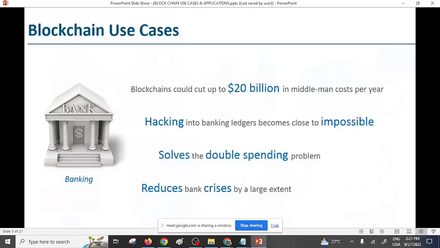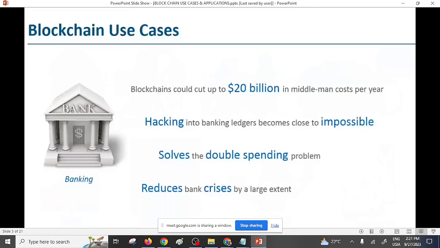Maybe the system has hung, the system is down, so they can do some kind of duplication, right? So it solves the issue of double spending, right? And it reduces a lot of crises, such as when the system is down, people can't transfer their funds.